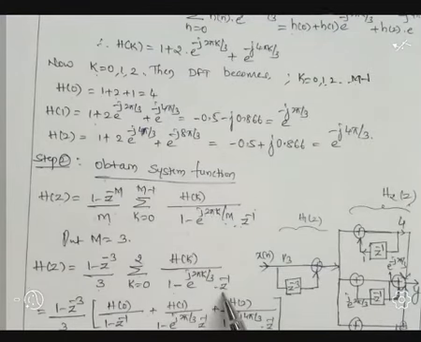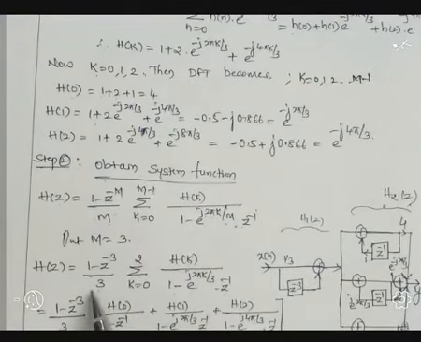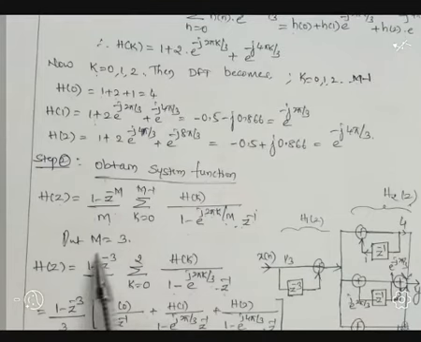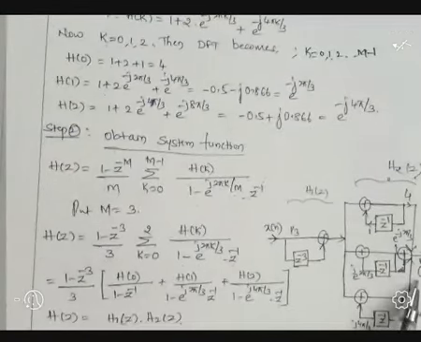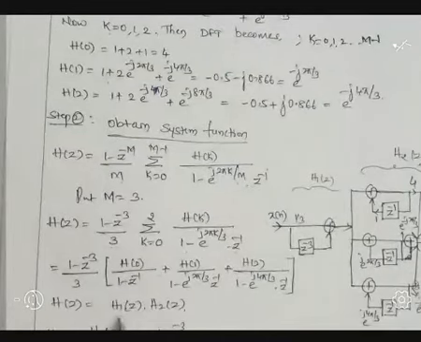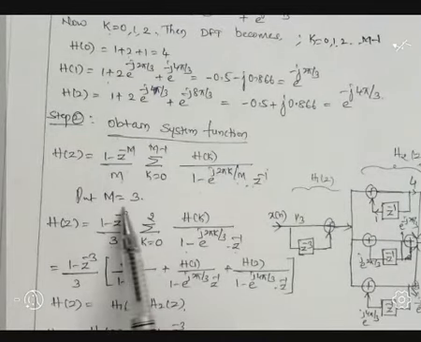And I'm going to split this into two subsystem functions. This one I'm indicating as H1 of z, and this term as H2 of z. So H of z is split into two parts. H1 of z is indicated by 1 minus z to the power minus 3 divided by 3.